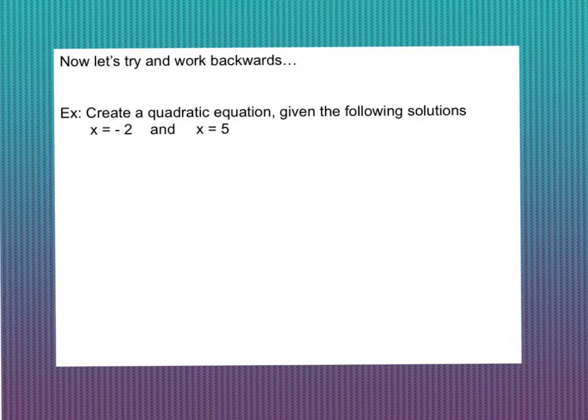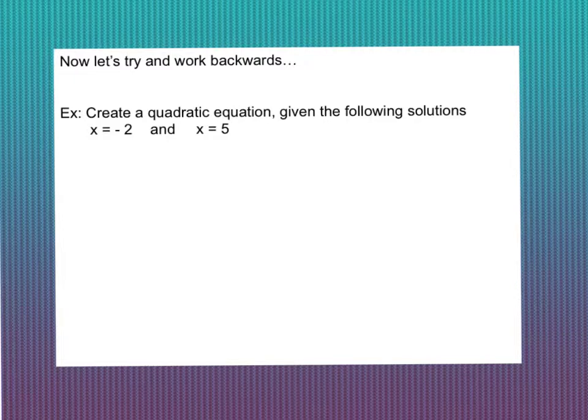So I want to do an example where we work backwards because I know how comfortable you are with factoring and I feel that the examples were quite simple. So let's try something a little bit more creative. We're going to need to create a quadratic equation given the following solution. So they gave us the answer and now we need to come up with the quadratic equation.